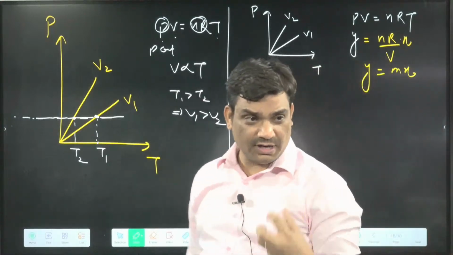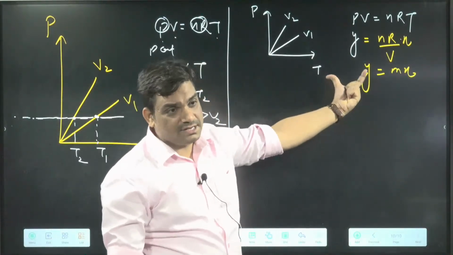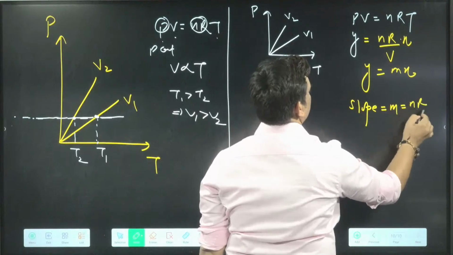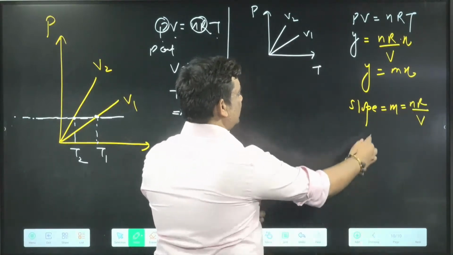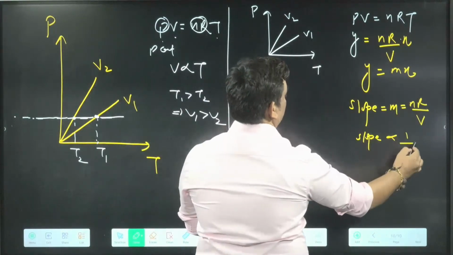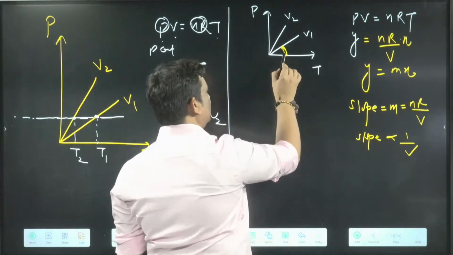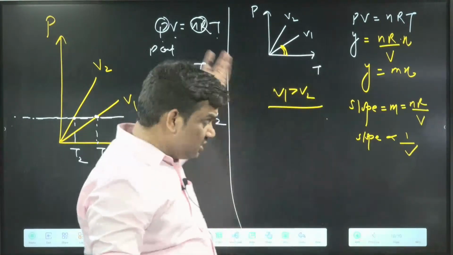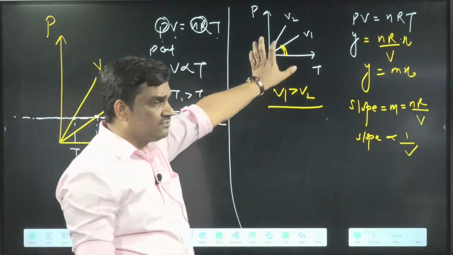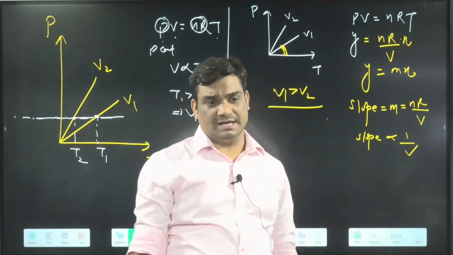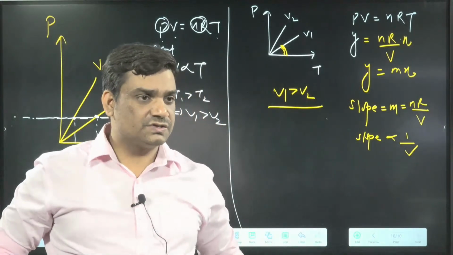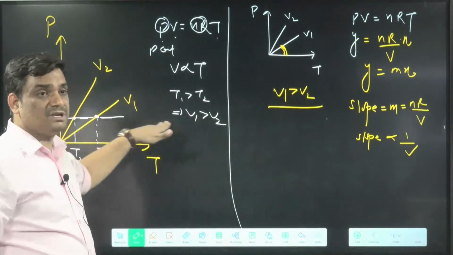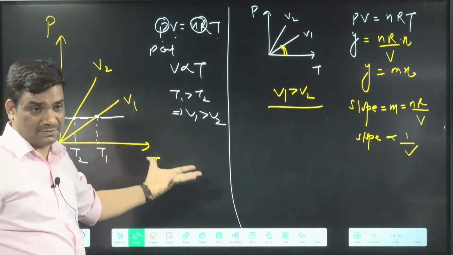If we say slope here, then slope is equal to m, that is nR by V. Means slope and volume relation is inverse. So here slope is less, it means volume will be more. So we can say V1 is more than V2. This is the slope method and this is the line method. This one is applicable everywhere, and this is only applicable for the line. Clear? Yes. But I will say use this one: you can make one parameter constant out of three, and then we can compare. It will be much better.